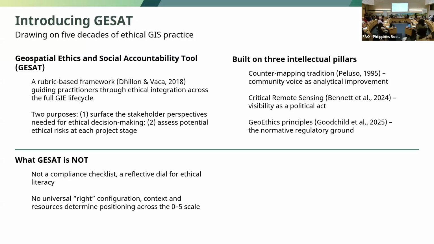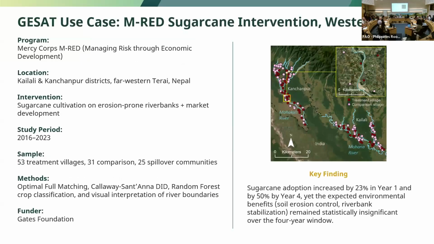What we did, as I mentioned, was based on countermapping, critical remote sensing, and the geoethics work from Dr. Goodchild. Again, I do want to emphasize this is not a checklist. You could be at many different stages of this work. So we used a use case from the Mercy Corps MRED, and I believe Denis and Kunwar presented that yesterday. And I hope everyone knows their paper was tested here.